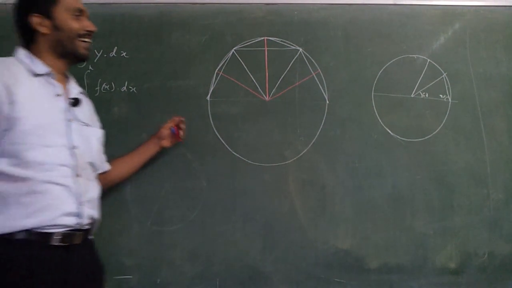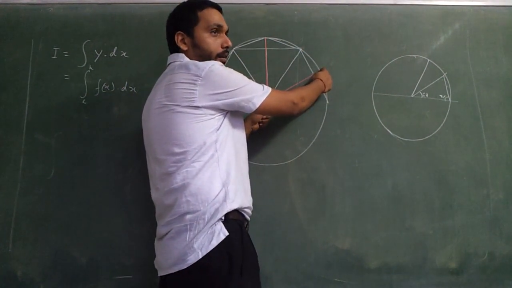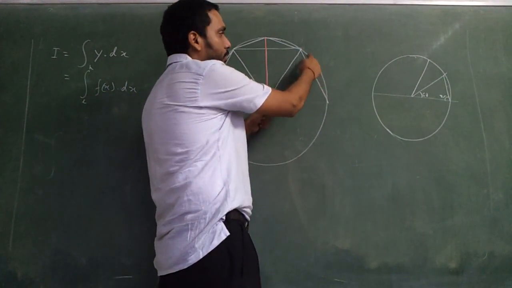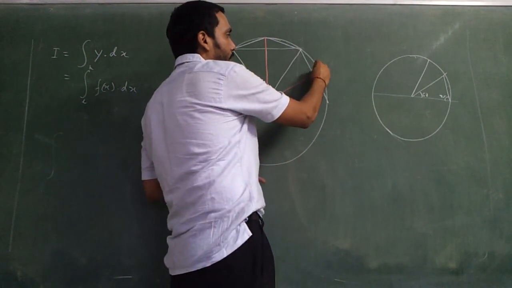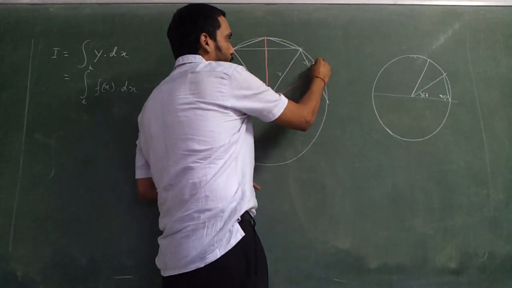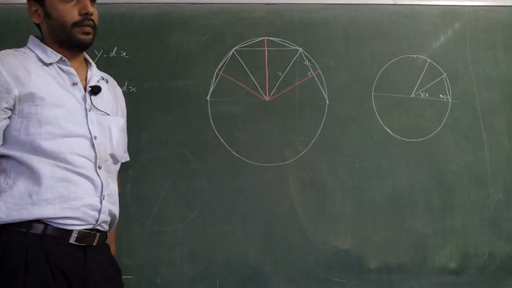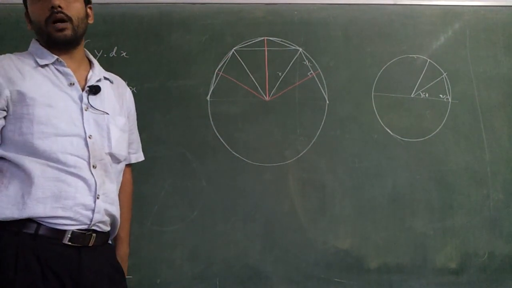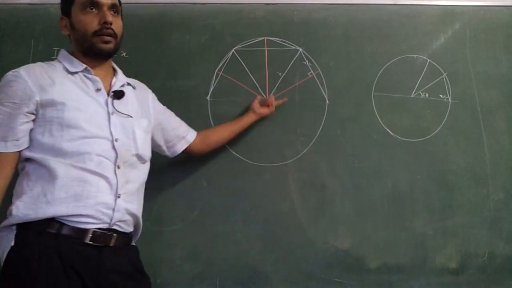Okay. Now, this length everybody knows is how much? R. This length is how much? This is R by 2 and this is R. This is a right angle triangle or not? Apply Pythagoras theorem on R and R by 2, you will get this length or not? That is how much, by the way? Root 3 by 2R or not? Height of an equilateral triangle, that way also you can see.